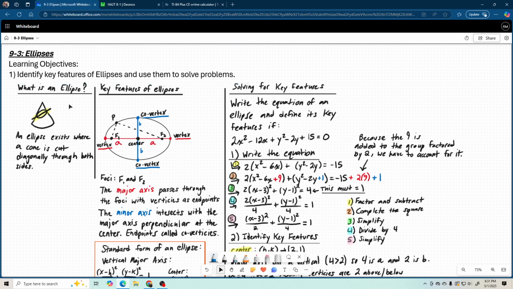Alright, so first of all, what is an ellipse? An ellipse exists where a cone is cut diagonally through both sides. So in other words, if we take a cone and we cut it not perfectly across, not horizontally, but diagonally, it'll create a shape that is taller than it is wide or wider than it is tall. It's not going to be perfectly circular, and that gives us an ellipse.